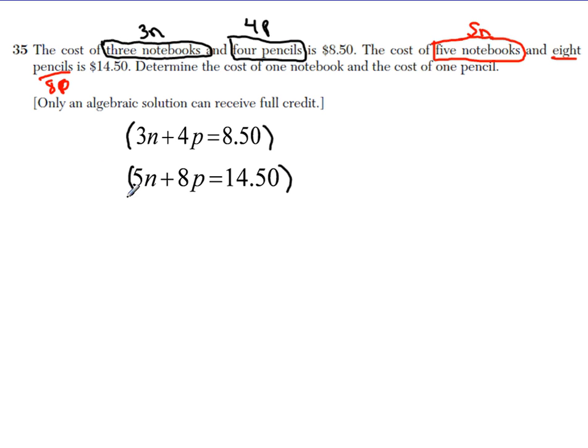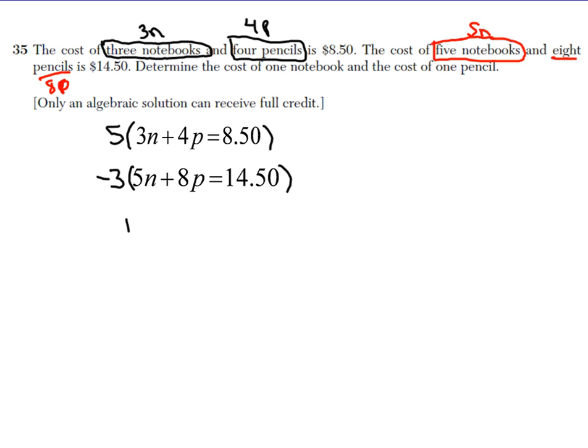So here's what I'm going to do. I'm going to multiply this whole top equation by the leading coefficient here, by 5, and I'm going to multiply the bottom one by the leading coefficient here, by 3. And in order to eliminate one of the variables, I have to make sure that one of these is negative, and I'm going to go ahead and make this one negative. So let's go ahead and multiply it out.